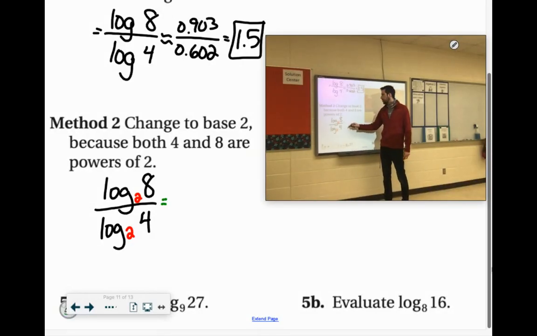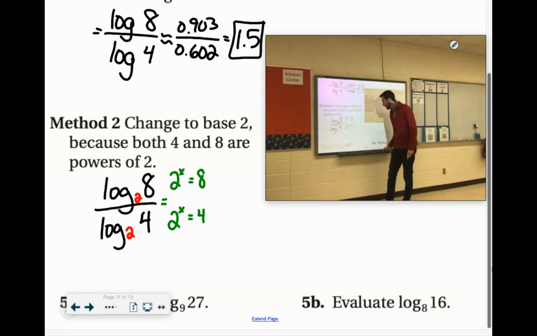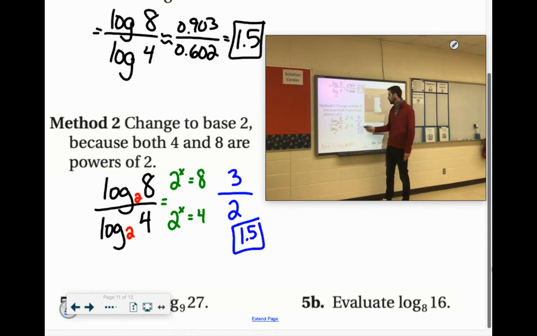Remember, log 2 of 4 would be like 2 to the something power equals 4, and log 2 of 8 would be like 2 to the something power equals 8. Now 2 to the third power would be 8, and 2 to the second power would be 4. So you're left with 3 over 2, which, hey, guess what 3 divided by 2 is? Oh, snap, 1.5. So if you can get that same base, that's awesome.